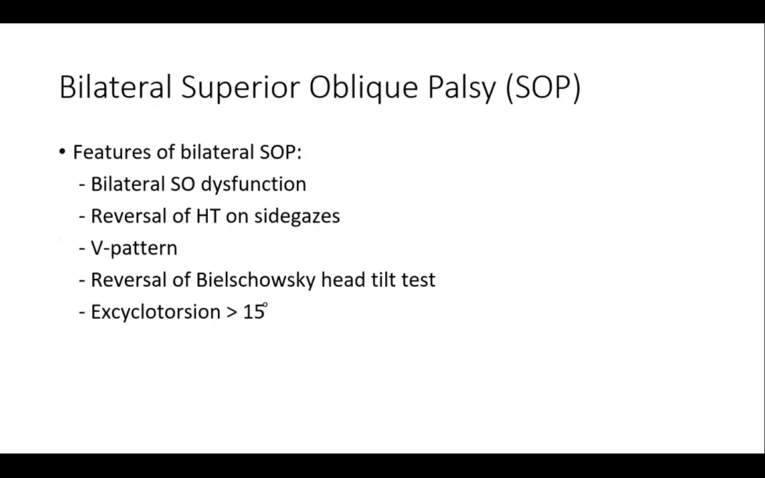Rehab really pointed out the features of bilateral superior oblique palsy, which when present make the diagnosis relatively easy. If you find bilateral superior oblique dysfunction, reversal of hypertropia on side gazes, presence of the V pattern, reversal of the Bielschowsky head tilt test, and excyclotorsion more than 15 degrees, then you have all the features that suggest this is bilateral superior oblique palsy.